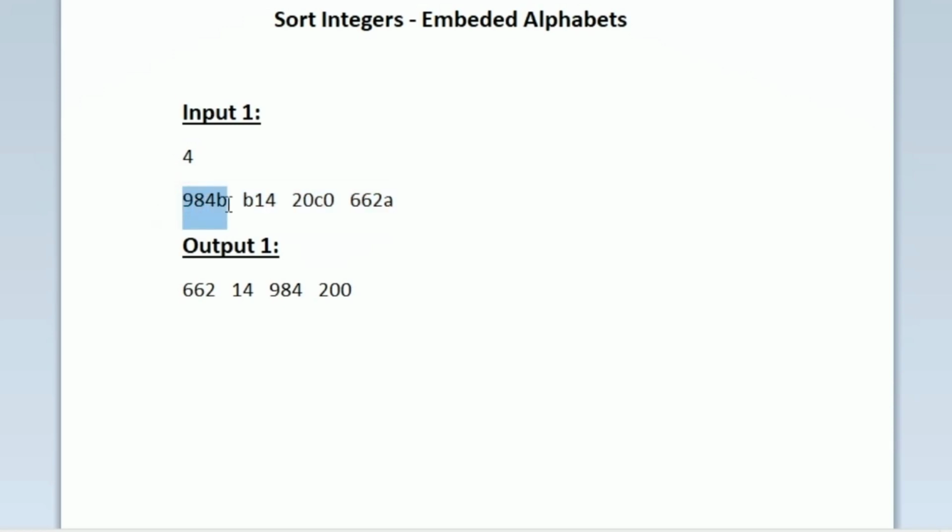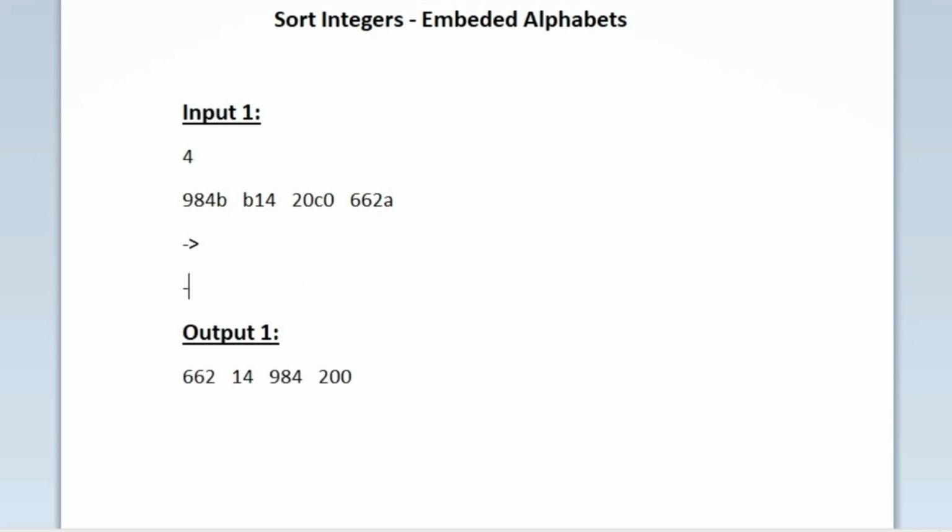Here, each and every value will have a lowercase character embedded in it. In the first value, we have the character b embedded in it. In the second value also, we have the character b. In the third value, we have the character c. And in the last value, we have the character a. Now our task is to sort these values based upon the lowercase character embedded in each value.